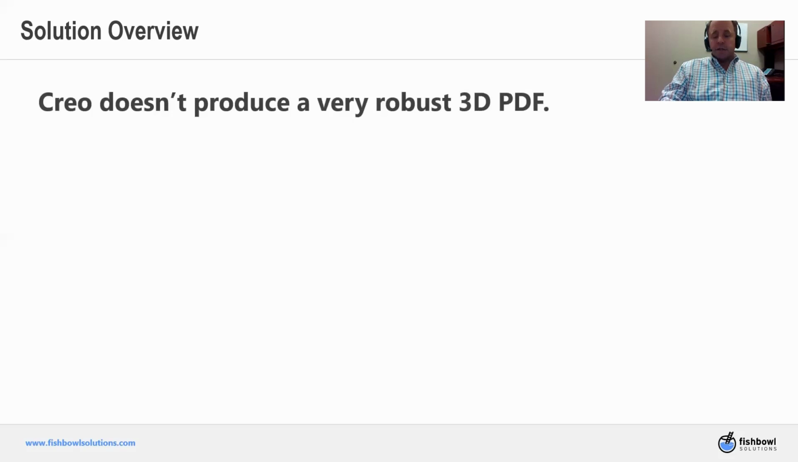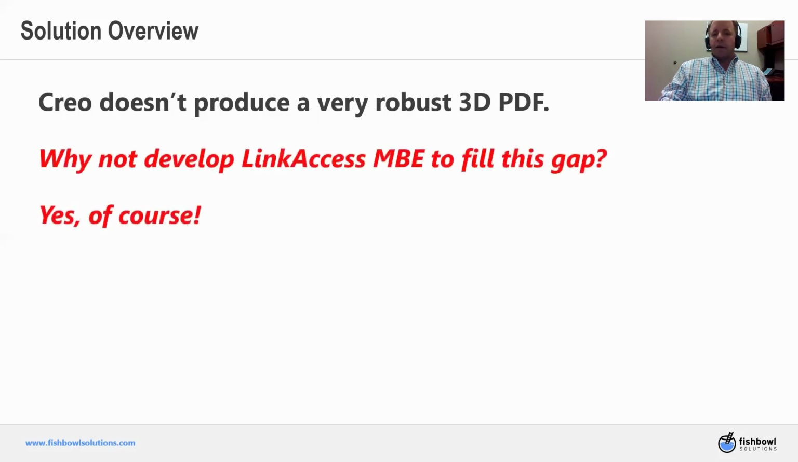So the issue is that the 3D PDF that comes out of Creo is not really up to standard. And so why don't we leverage LinkAccess? And we're calling it LinkAccess MBE to fill the gap.